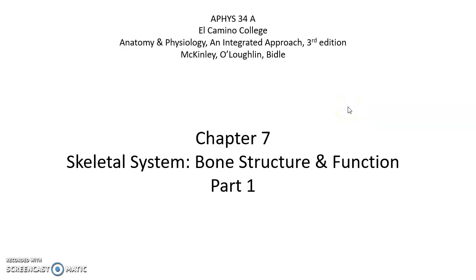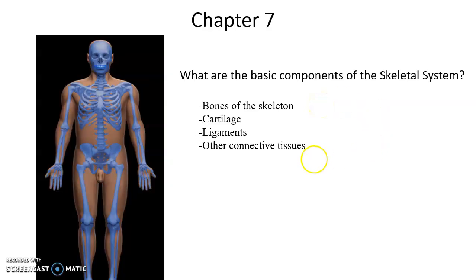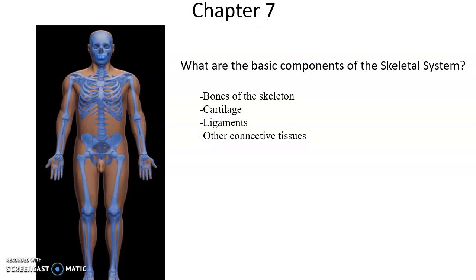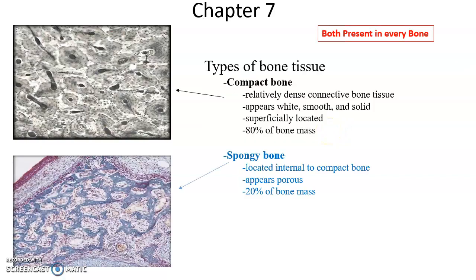Chapter 7, Skeletal System, Bone Structure and Function, Part 1. So, basic components of the skeletal system. Well, they include, of course, the bones themselves that make up the skeleton. It also includes cartilage, cartilage that lies on the surface of bones, and the cartilage found between bones. It includes the ligaments that attach bones to bones, and some other connective tissues important for the skeletal system.